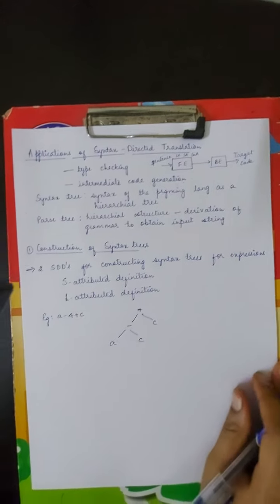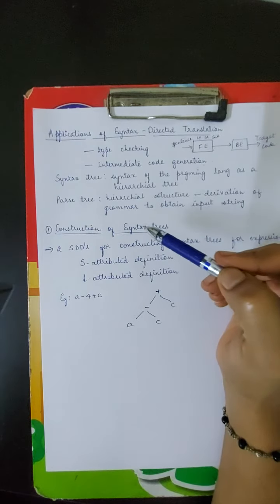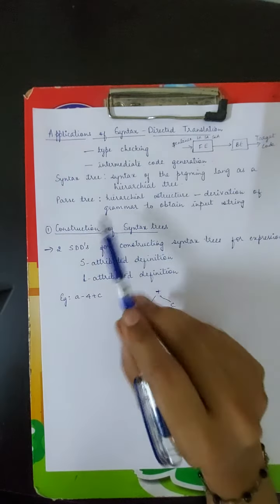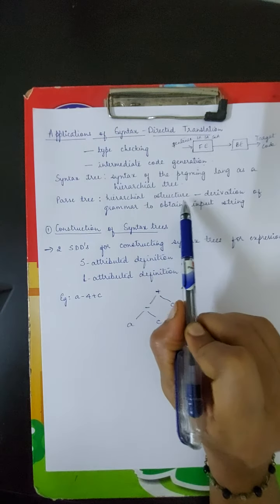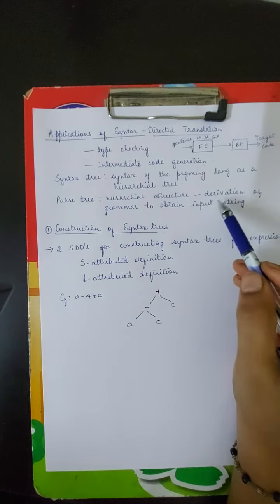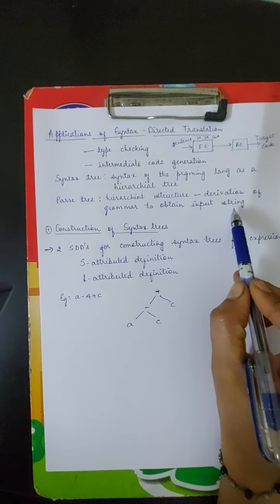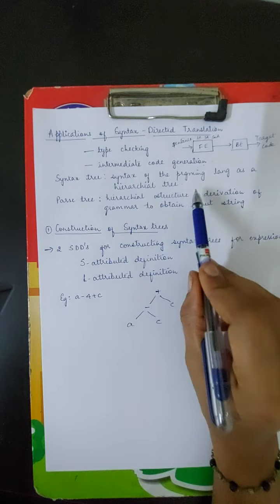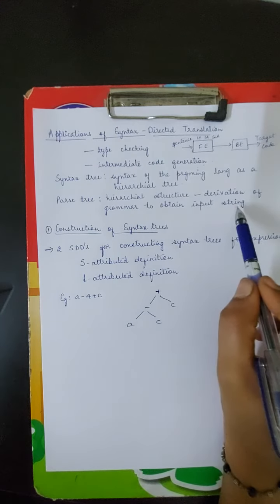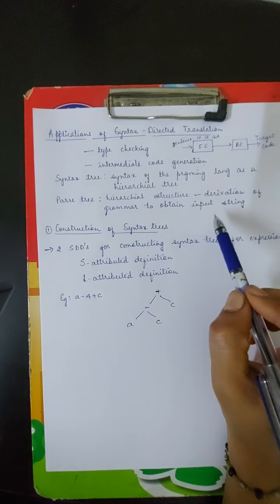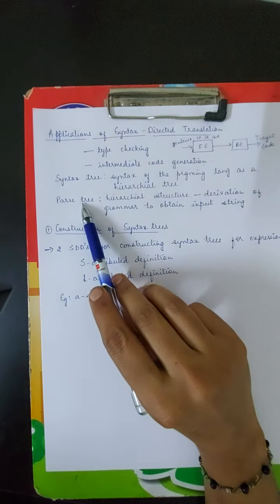So there is a difference between syntax tree and parse tree, which we generally don't observe. A parse tree, till now what we had obtained, is a hierarchical structure that is used for the derivation of grammar to obtain the input string. It is a hierarchical structure that represents the derivation of grammar to obtain the input string. So it has all the productions of the grammar to get the input string. That is represented using parse tree.